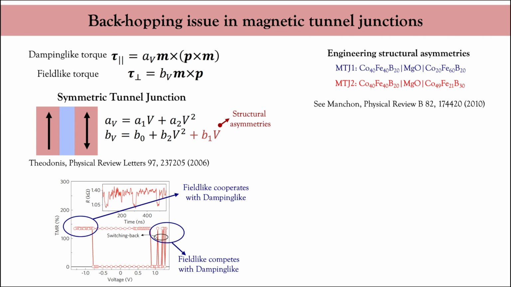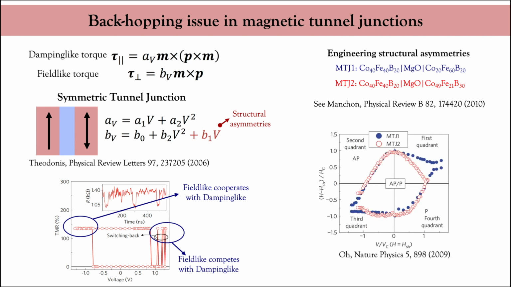Depending on the composition of the magnetic electrode, one can tune the structural asymmetry and thereby the linear coefficient of the field-like torque. If this coefficient is positive, there's a large region in the magnetic phase diagram where both parallel and anti-parallel states are unstable. However, if you tune the structural asymmetry in such a way that the coefficient becomes negative, then you can expand the stability region for parallel configuration and get rid of the backhopping issue.